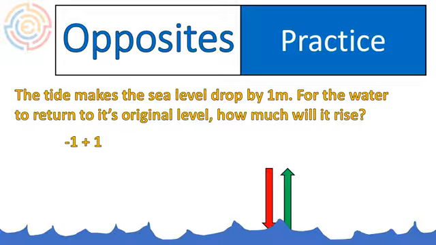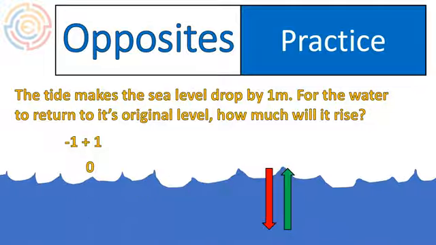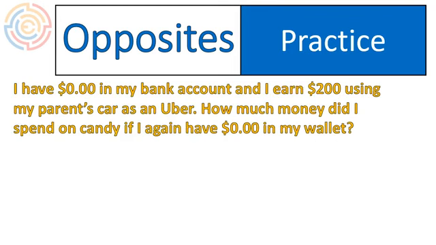In an expression, let's say it couldn't have started at 0 because it obviously has to be at some level for it to drop down. But this 0 means that the change overall is 0. It dropped down 1 meter and then rose up 1 meter, so it's back at its original depth. It did not change overall. The net change, I should say. So the answer to this question, how much will it need to rise, would be 1 meter, because those are opposites. Let's look at another example.